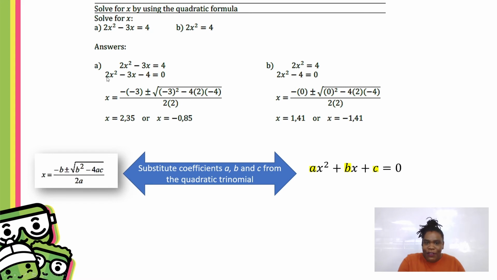The coefficient of the x squared term, that's your a, which will then substitute into this quadratic formula. The negative 3x is the coefficient of your middle term, which you then substitute in place of b. And then c for constant, your constant term is the negative 4, which you'll then substitute into your quadratic formula.